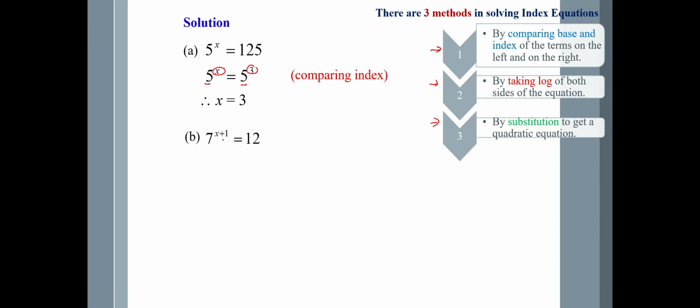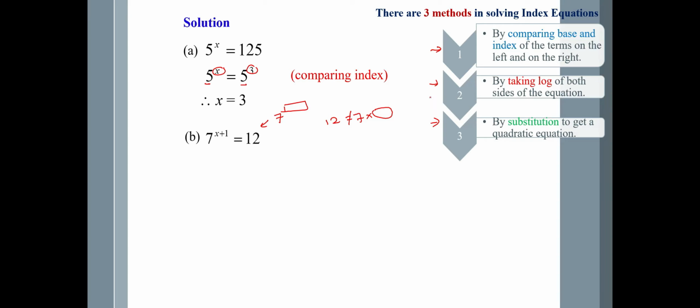Next question. This is 7 to the power of x plus 1 equal to 12. Can we do the same method as 1, which is comparing the base and index? Well, if you want to use that method, you have to make sure that 12 is also written in the form of 7 to the power of something. But can you write 12 as 7 to the power of something? No, this is not possible.